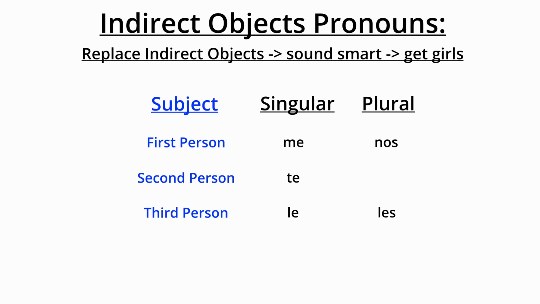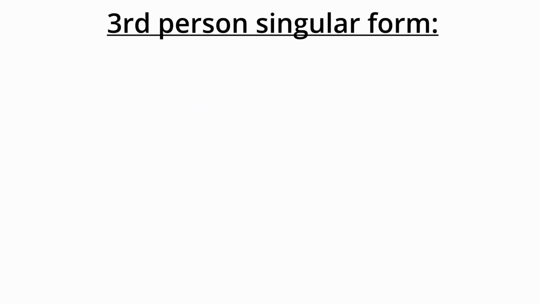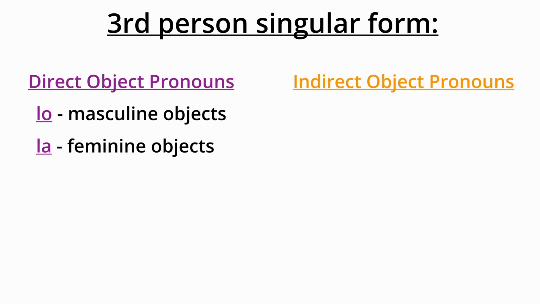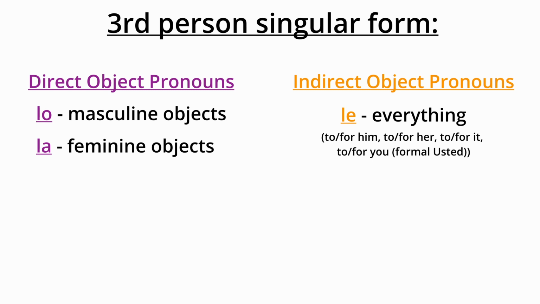As you can see, most of the indirect object pronouns remain the same as direct object pronouns, except of course the nasty third-person singular and plural forms. That will make things easier and more confusing at the same time. Let's take a minute to discuss it. We'll start with le. I hope you remember that when it comes to direct object pronouns, for the third-person singular form we would use lo to replace masculine objects and la to replace the feminine ones. Now, when it comes to indirect object pronouns, we're going to use le for everything, whether we're talking about him, her, it, or formal you.